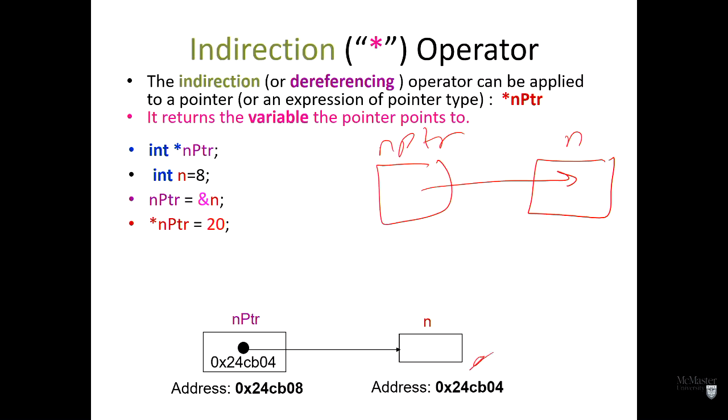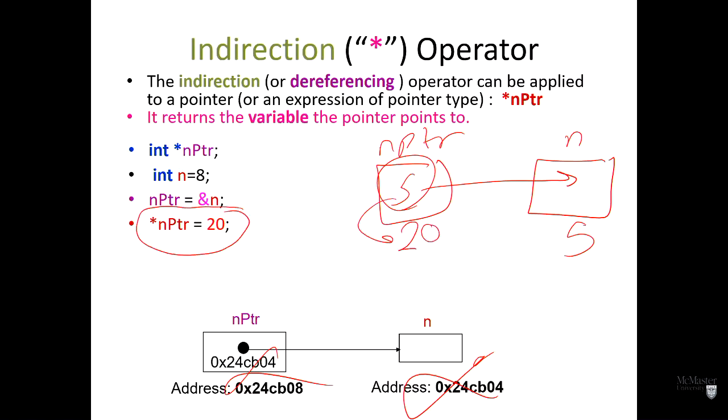Forget about these things for now. Assume this address was 5. That means n pointer has a value of 5. Later, I change it from 5 to 20. But because I'm not changing n pointer itself, I'm changing this thing.